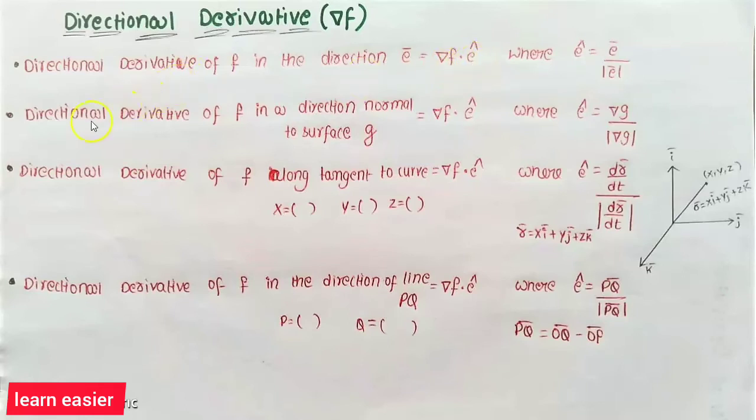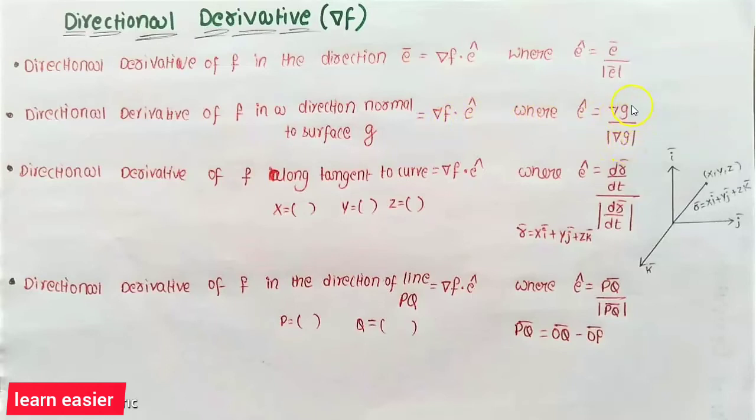And next is the directional derivative of f in a direction normal to the surface g. So here we have the function f, and we have to calculate the directional derivative of f, that means del f, in a direction normal to the surface g. So here also you have to calculate del f dot e cap, but here e cap is del g by mod del g.